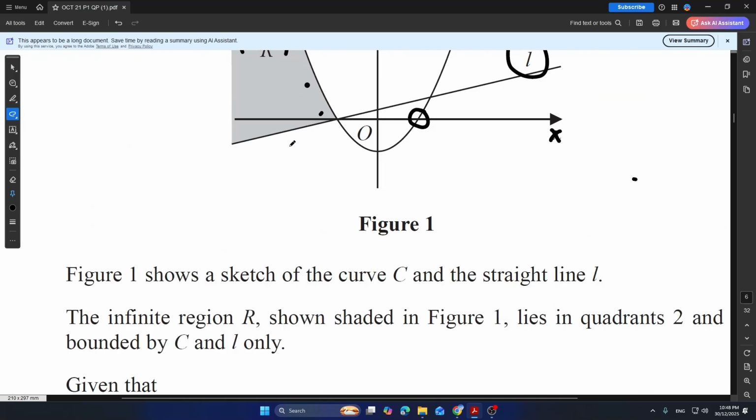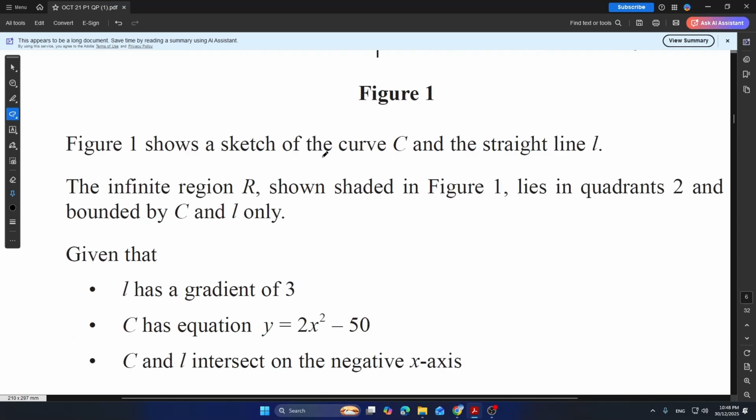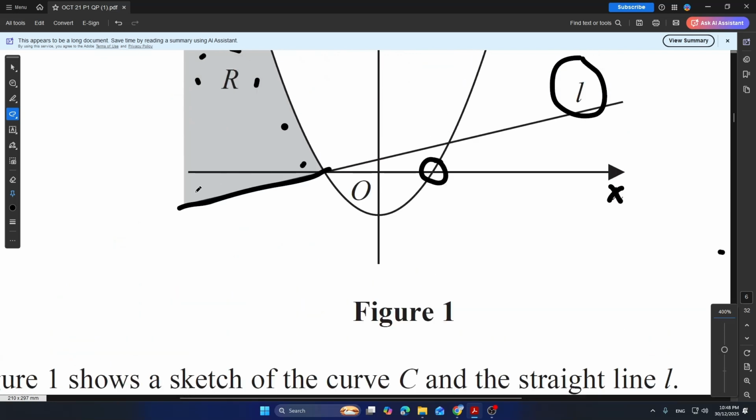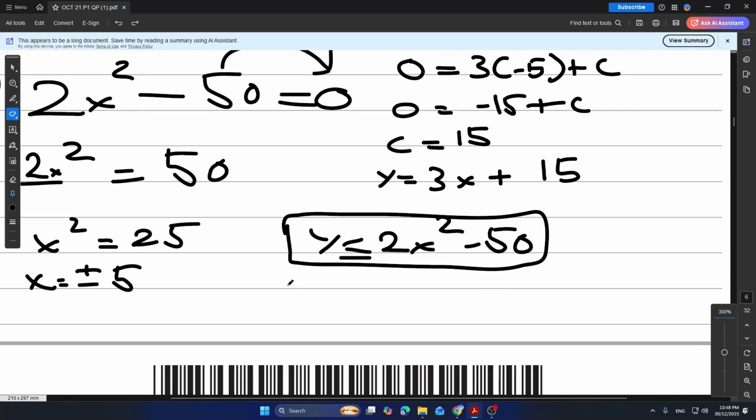Second inequality is going to be this boundary, this line. We already found the equation, and we know because, again, this region R is above the line. Here it's below, here it's above. You can see above line L. That means y is going to be greater than 3x plus 15, because we're above the line L. Y greater than or equal to, because it's a solid line. So this is another inequality.